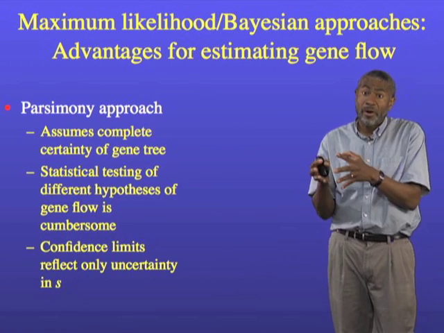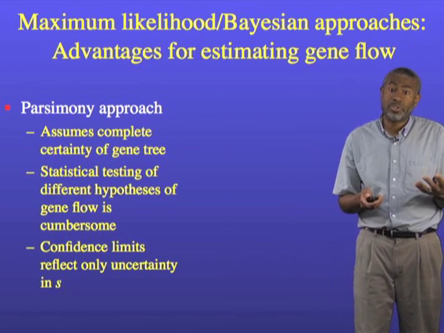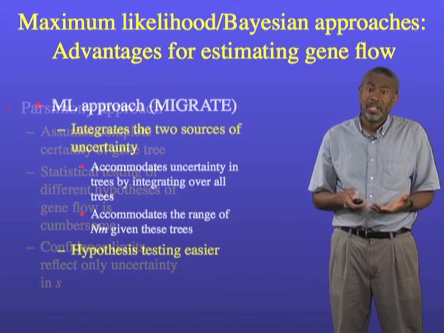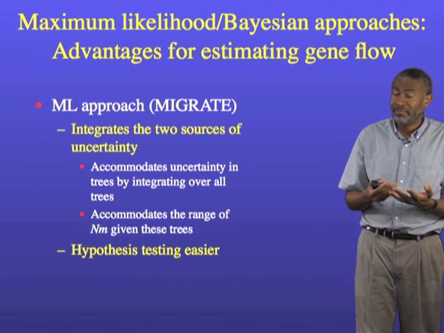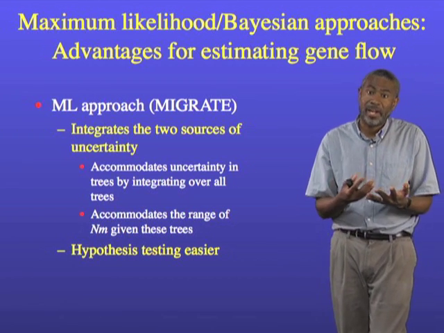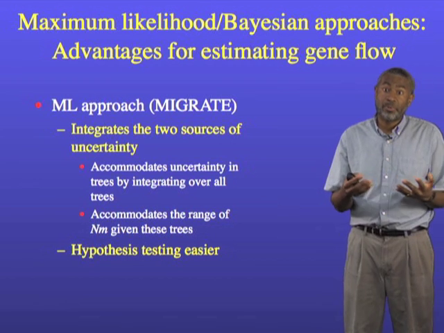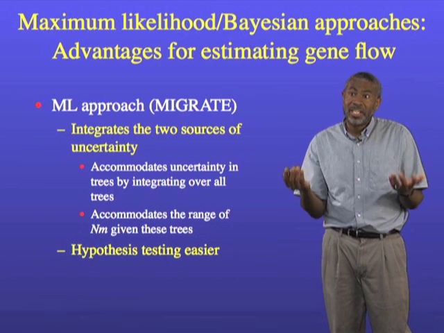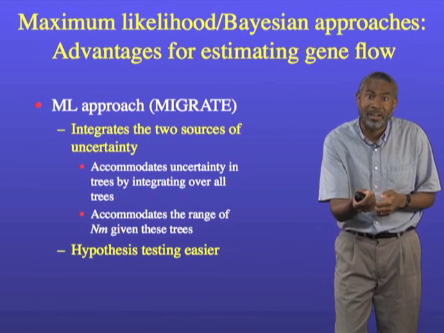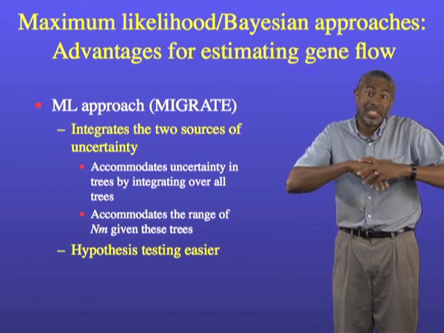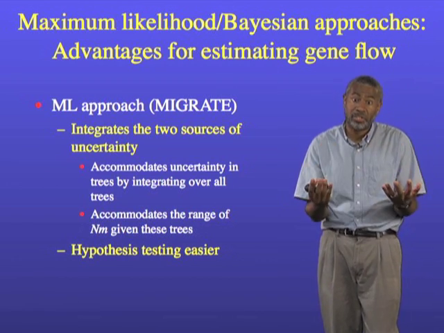So instead of that parsimony approach, we're going to use an approach called maximum likelihood. This is a more robust statistical approach that's embodied in software such as MIGRATE. And in this approach, the gene trees are estimates. We're not putting all our money on a specific gene tree. There's going to be some uncertainty around each gene tree.